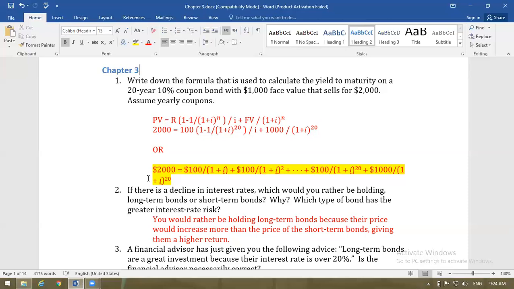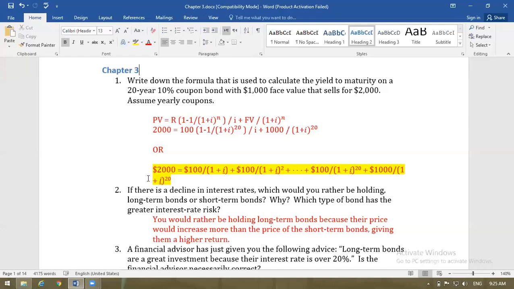Now I am putting the values given in question 1 into this equation. This coupon bond is selling for 2000, so the present value of this bond will be 2000. PV means present value, which is equal to R, the periodic payment, the yearly payment. Students, remember that periodic payment is always calculated using this formula: coupon rate of a bond multiplied by face value of a bond. The coupon rate in this case is 10% and the face value is 1000, so the periodic payment will be 100.